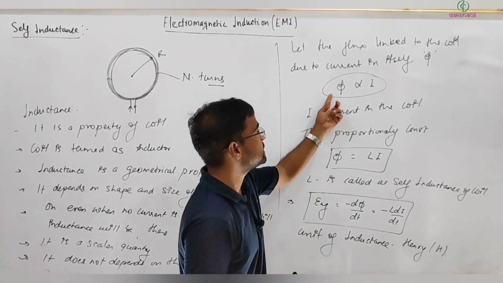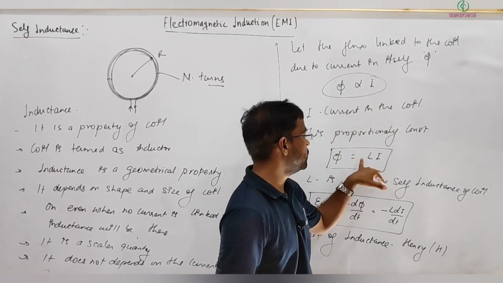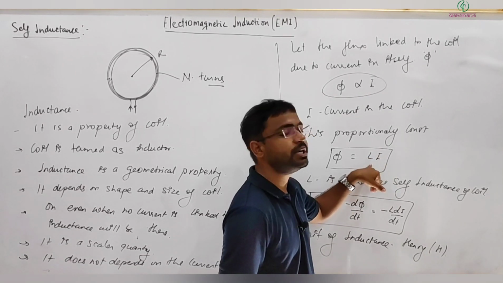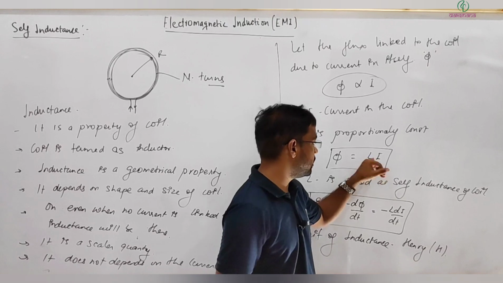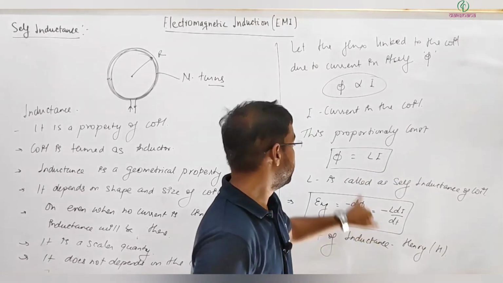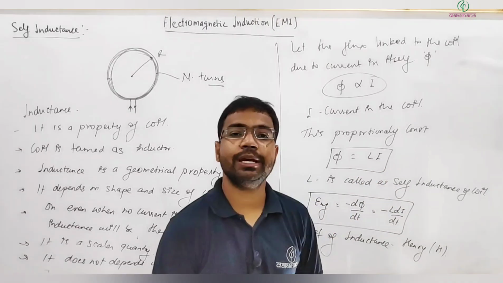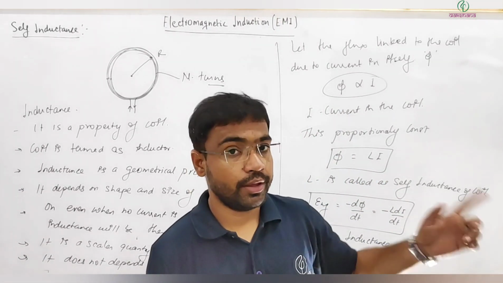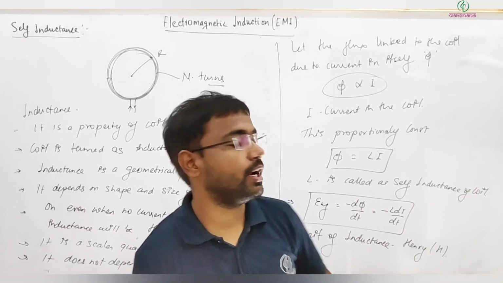So the flux we got is proportional to I, and this proportionality constant is L. We will calculate this value, L, and we will see it's completely a geometrical parameter, a geometrical property. So L depends basically on its geometrical parameters. We get the EMF, and this L quantity is termed as self inductance. We can see it's not depending on I, right? Even when current is not there, still inductance will be there.